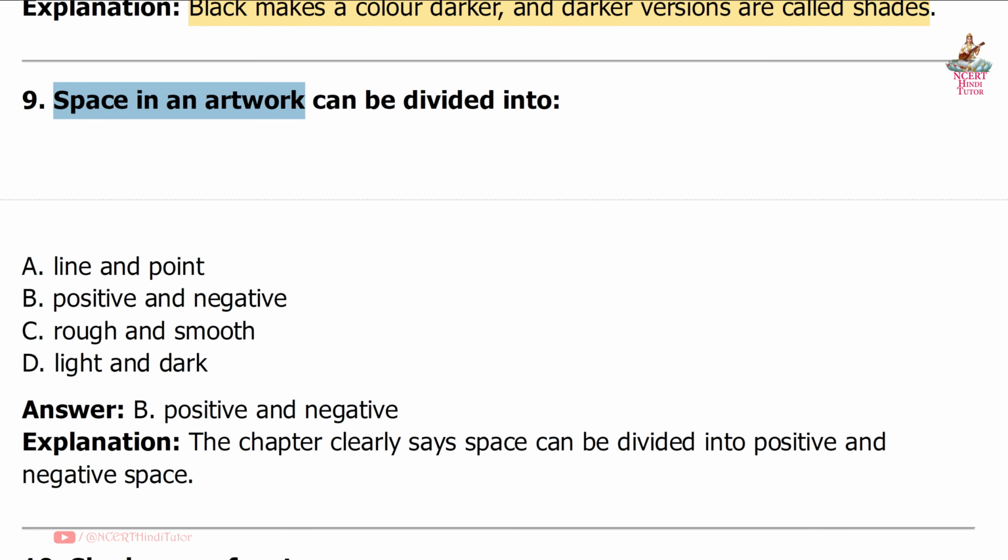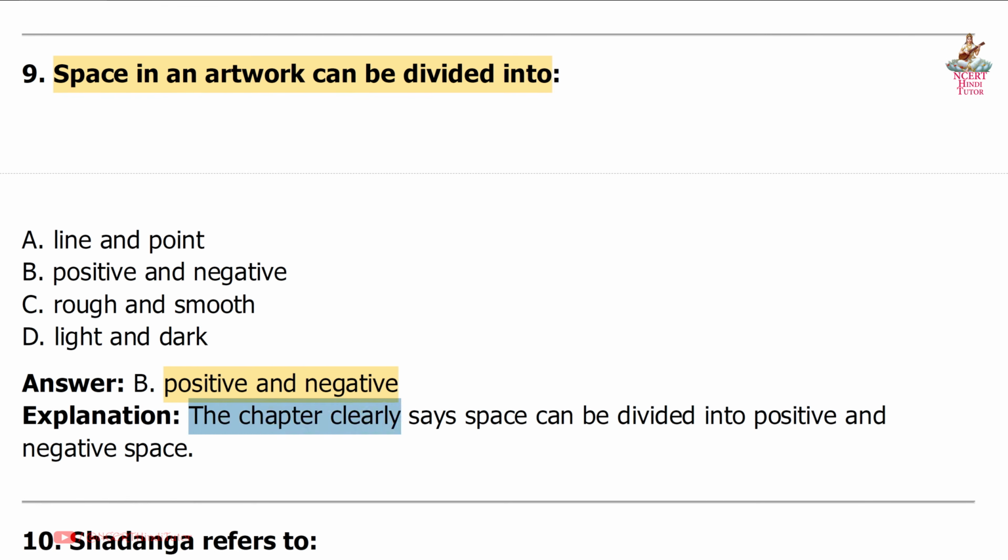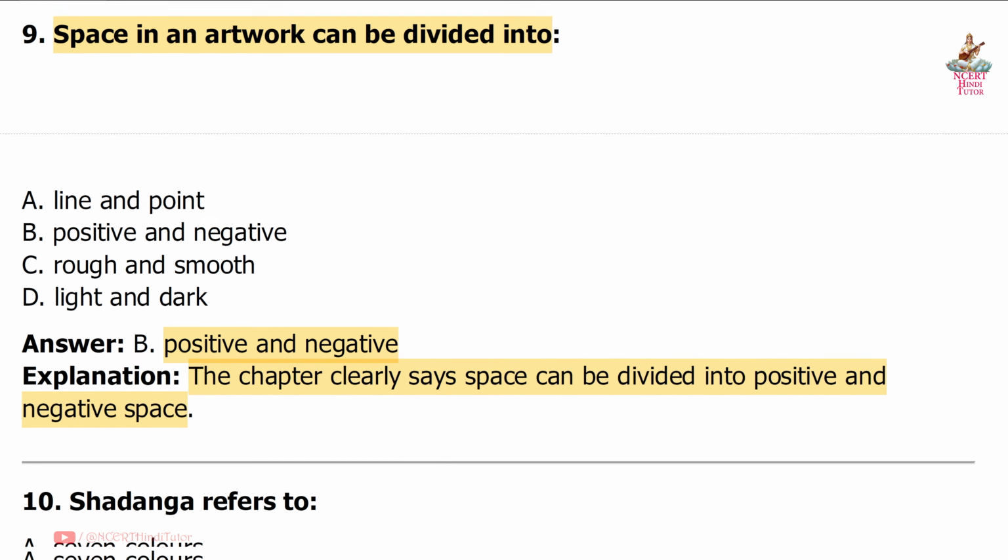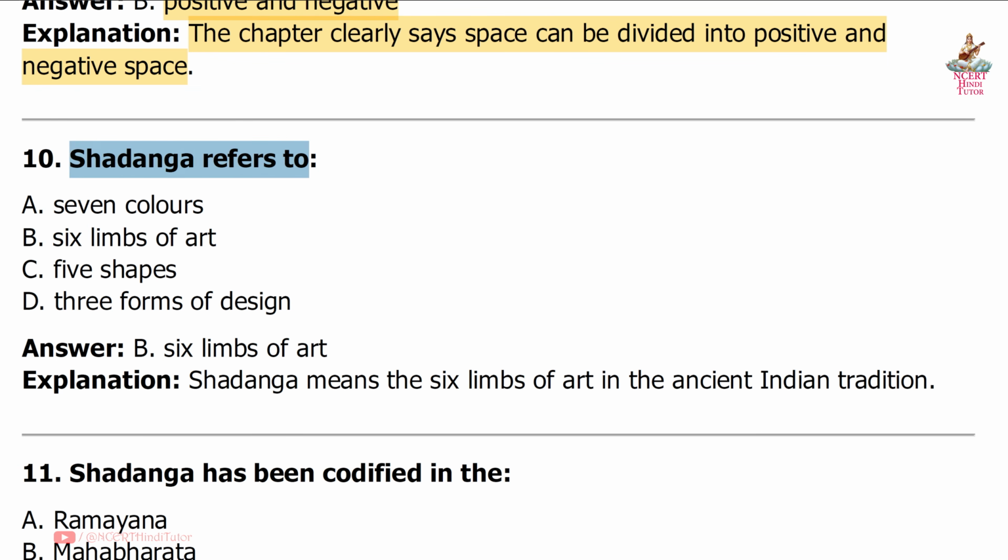9. Space in an artwork can be divided into. Answer B. Positive and negative. Explanation. The chapter clearly says space can be divided into positive and negative space. 10. Shadanga refers to. Answer B. 6 limbs of art. Explanation. Shadanga means the 6 limbs of art in the ancient Indian tradition.